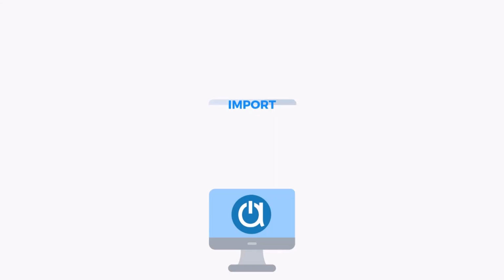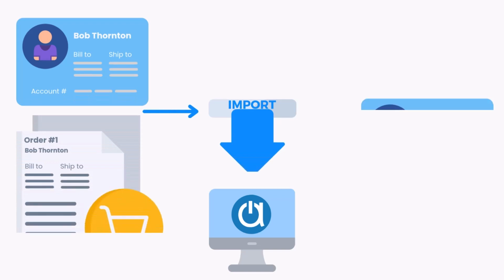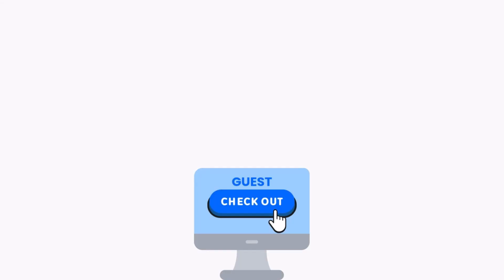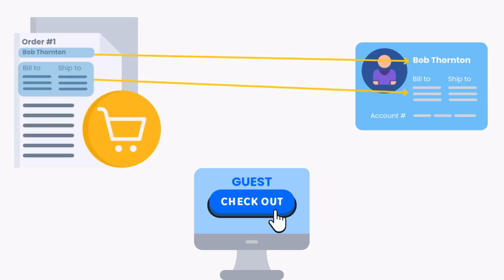When setting up a web store integration, you can choose to import customer profiles in addition to sales orders. This means that customers who've created an account on your web store but have not placed an order can be imported into Acctivate. Customers who do not have a profile, such as customers who've checked out as a guest, will have a customer record created from their sales order information.